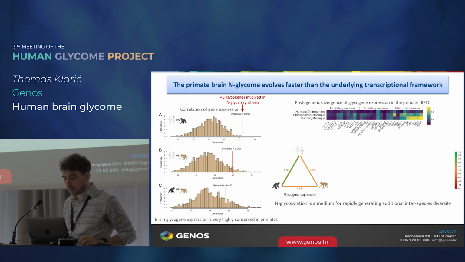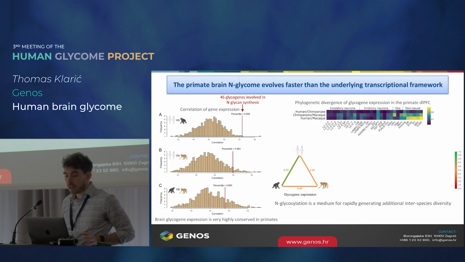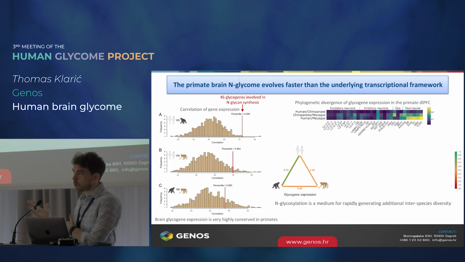And what we discovered was that actually glycogenes, or I should say their expression, in the primate brain is extremely well conserved. We looked at a subset of genes, 46 glycogenes, who are predominantly involved in N-glycan synthesis. And when you compare the conservation of their expression to 46 randomly selected genes from the genome, the glycogenes shown here with this red line are always at the extreme end, meaning they're very, very well conserved in primates.